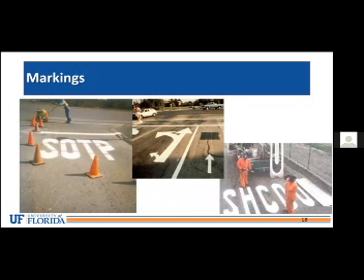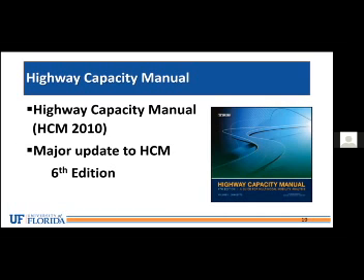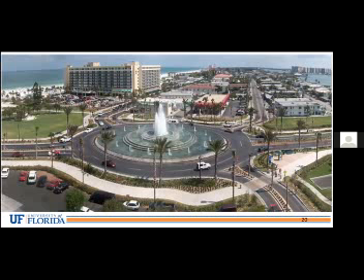We'll also talk about markings and how they are a part of the traffic control devices too, how they supplement things like our signals and our signs. The markings are an overall part of us trying to communicate with the road users. We'll talk about the Highway Capacity Manual, a lot of important stuff in the capacity manual and how to use the capacity manual properly. We'll talk some about roundabouts, and there's a beautiful roundabout there.